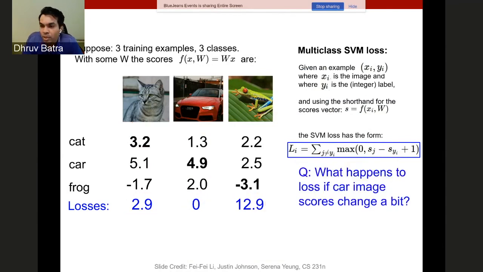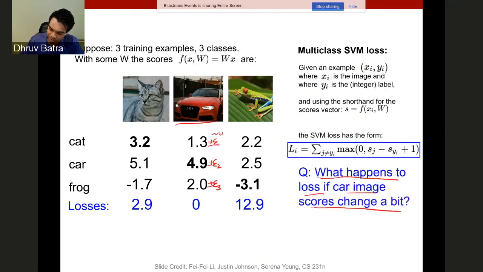Okay, so time for a couple of questions. If you've been paying attention, feel free to type this in the chat. And so here's the question. What happens to the loss if the car image scores change a bit? And this is the car image. If I just go in and add plus or minus epsilon 1, epsilon 2, epsilon 3, where these are very small numbers close to 0, what happens to the loss if I do that?